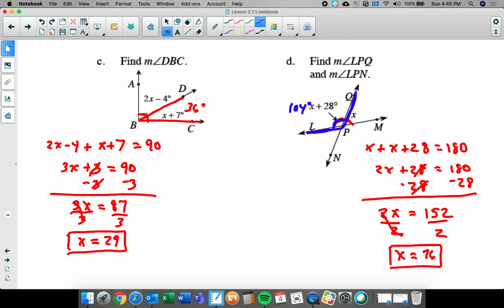And then they want the rest of it, they want angle LPN. So we're looking for this angle right here, which has to be supplementary to the 104, these two if we put them together, or it turns out that it's vertical with x, and therefore it also must be 76 degrees. Okay, so these are the types of problems that we're going to solve, at least at the beginning, where we're looking at supplementary, complementary, and vertical angles.